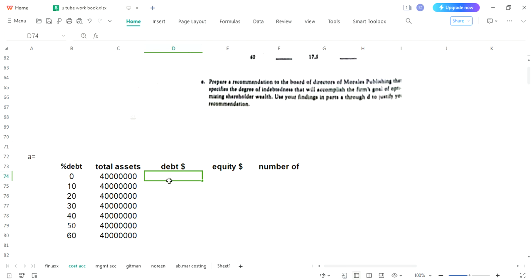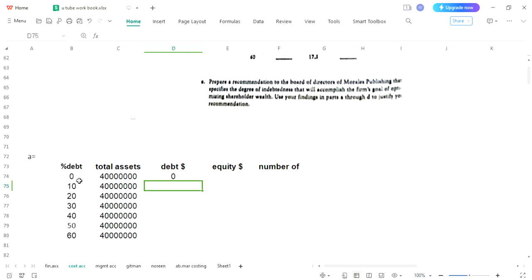Obviously, you will see over here the debt ratio is given in the first column. Total capital structure is also given, and that is 40 million total assets, and we need to make our debt. The debt ratio is given over here. So simply what you will do is total capital structure multiplied by this percentage and divided by 100. So you will get your debt. And why is it 0? Because among total assets or capital structure we have only 0% debt.